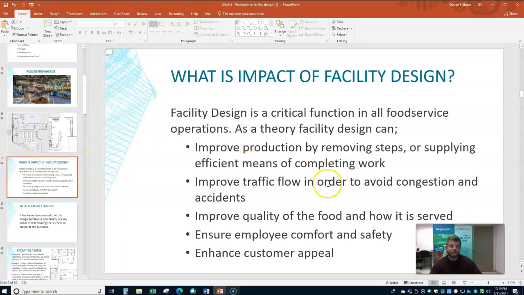As a theory, facility design can help improve production by removing steps or supplying efficient means of work, and improve your traffic flow so there's no congestion, there are no accidents, and in our particular industry, no cross-contamination. It can improve the quality of food and how it's served, ensure customer or employee comfort and safety, and also enhance customer appeal.